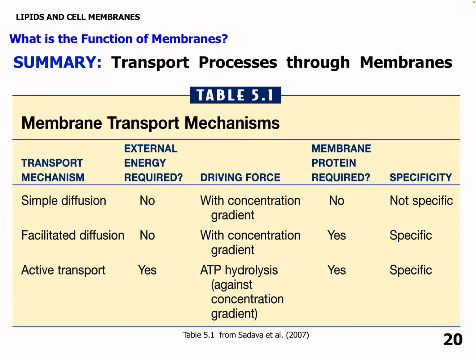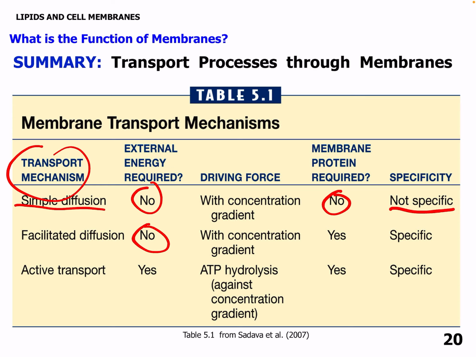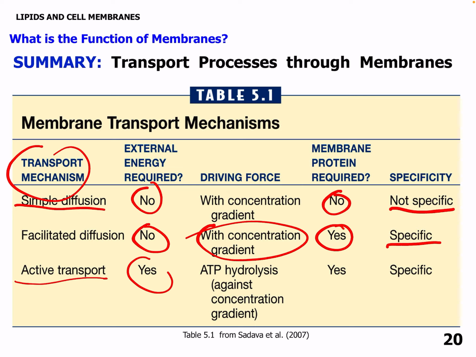So summary, transport processes through membranes. So we have transport mechanisms. So simple diffusion, no energy, so it's passive. Driving force is a concentration gradient. No membrane protein required and is not specific. Facilitated diffusion, again, is passive. Uses a concentration gradient, but needs a protein, and it is specific. So only certain things can pass through certain proteins. And active transport, which requires energy, which is through the ATP hydrolysis, moving against the concentration gradient. Yes, they need proteins, and it is specific.